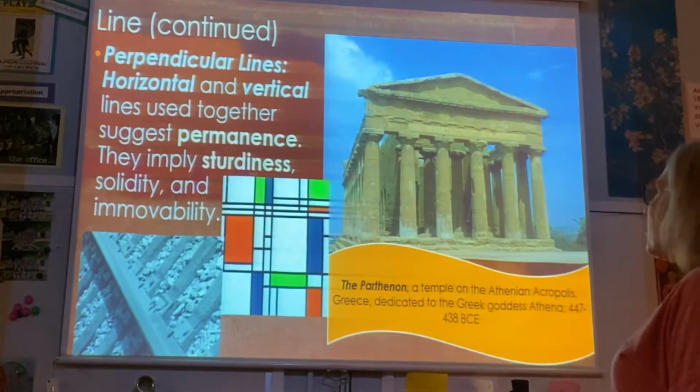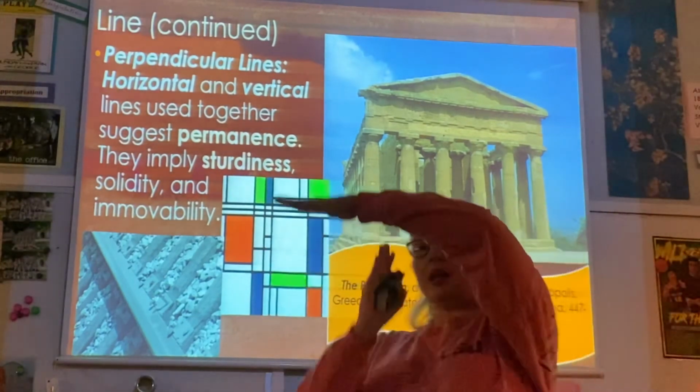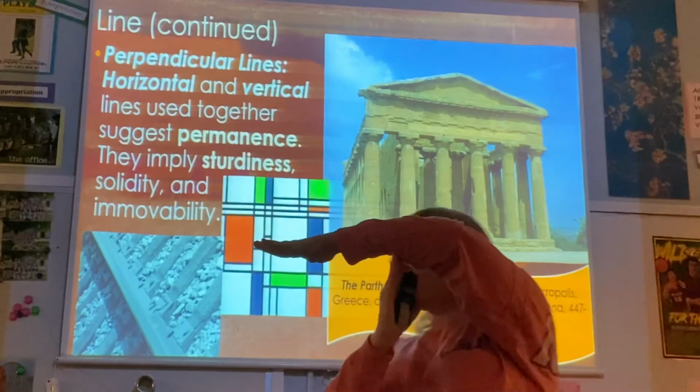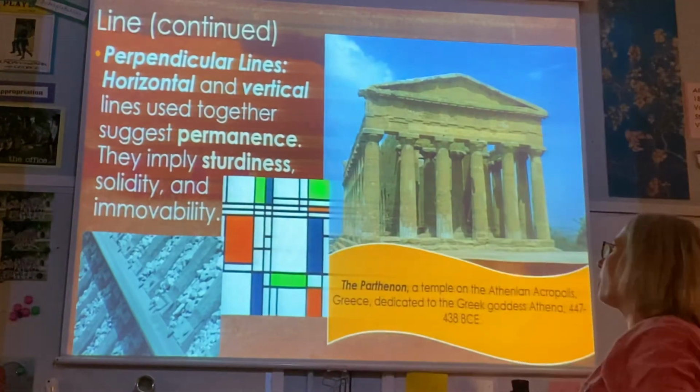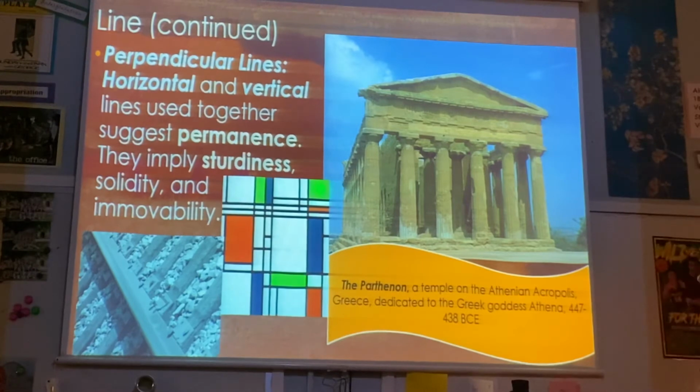Alright, and then there's perpendicular lines. So this is where you're going to have some horizontal lines and some vertical lines, and they're going to kind of come together. And they suggest permanence. They imply sturdiness, solid, and immovability.